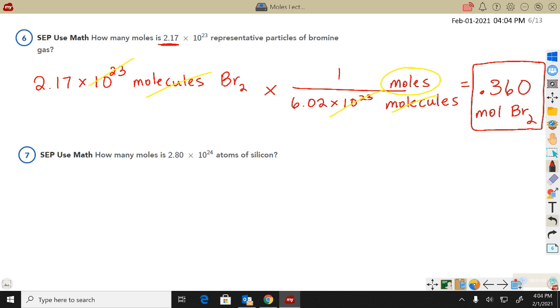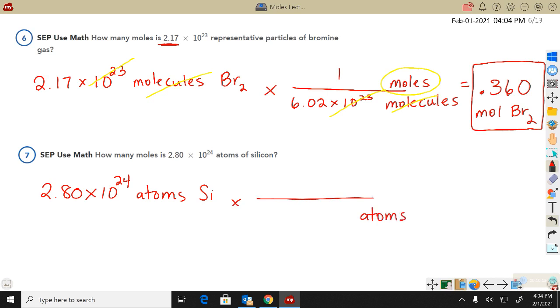How many moles is, start with the given number, 2.80 times 10 to the 24th, and you gotta put the unit in there. This is atoms of silicon, Si. Silicon is an element, so its representative particle would just be an atom. All right, so then we set up our proportion. The unit that I have goes on the bottom. I do not want this in atoms.